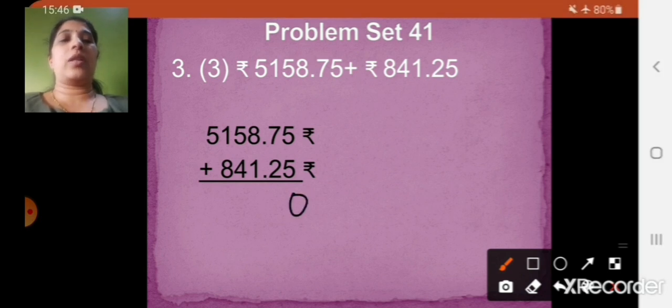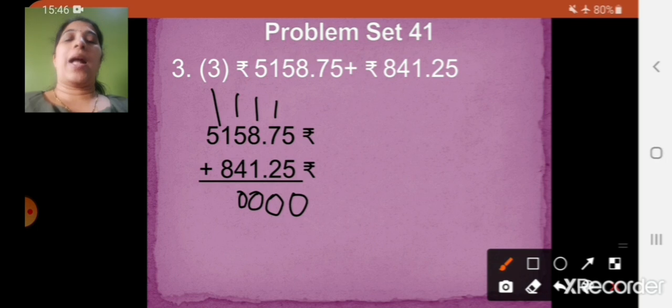So 0 written down, 1 carried over. 1 plus 7 is 8. 8 plus 2 is 10. So 0 written down, again 1 carried over. 1 plus 8 is 9 and 9 plus 1 is again 10. So 0 written down, again 1 carried over. 1 plus 5 is 6 and 6 plus 4 is 10. So again written down 0, again 1 carried over. 1 plus 1 is 2 and 2 plus 8 is 10. So 0 written down and again 1 carried over.